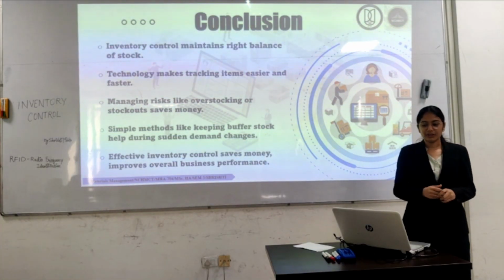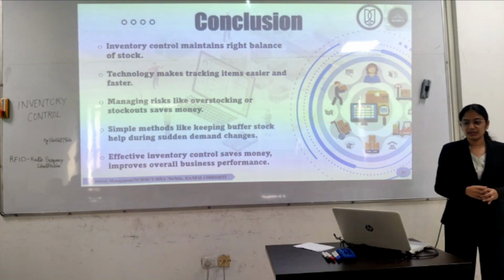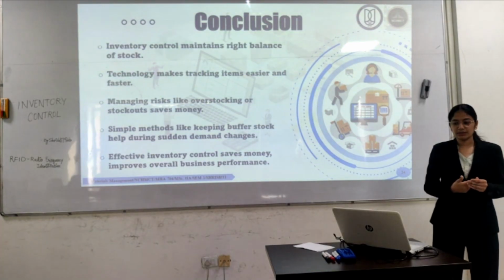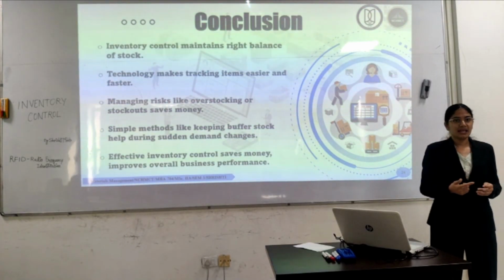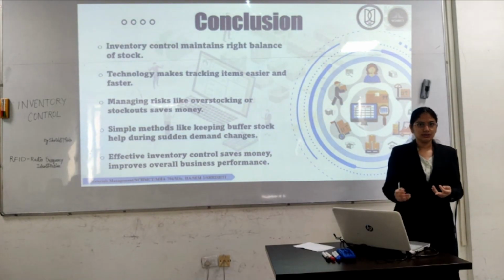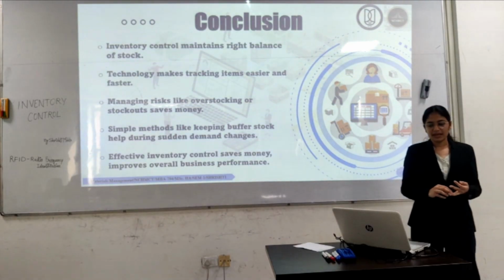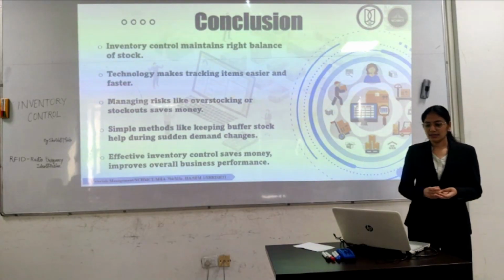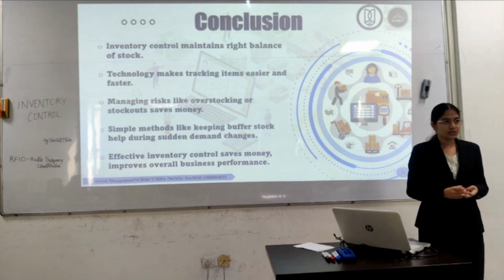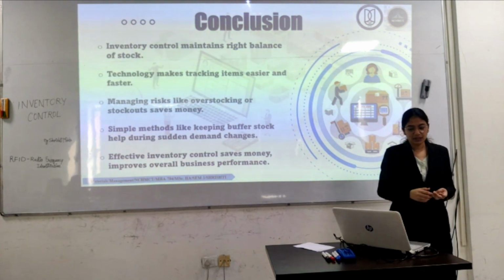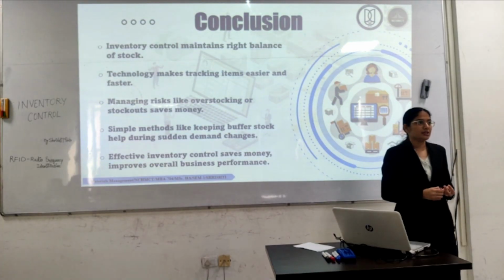If effective inventory control is done, it balances the stock, and different technologies make things easier and faster. Managing inventory risk like overstocking and stock out saves money. Simple methods to keep buffer stock like safety stock, emergency stock, help in sudden demand changes. Effective inventory control saves money and improves overall business performance.